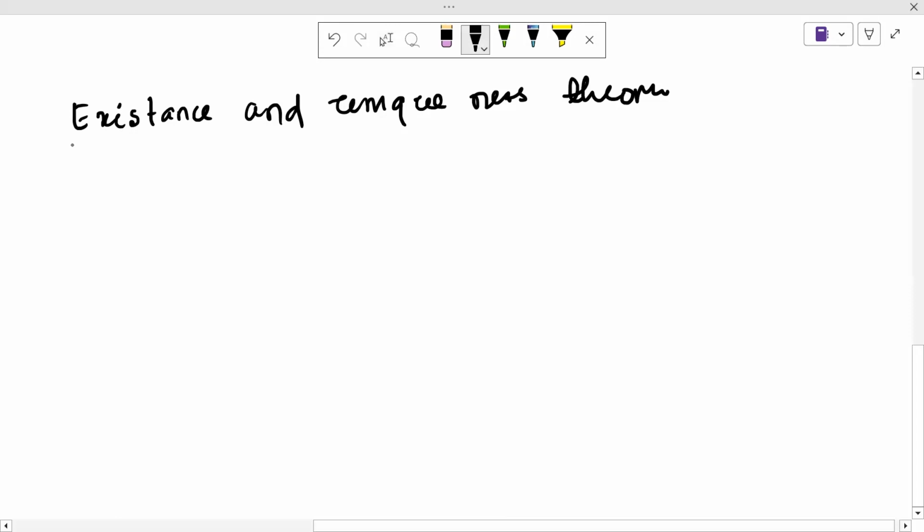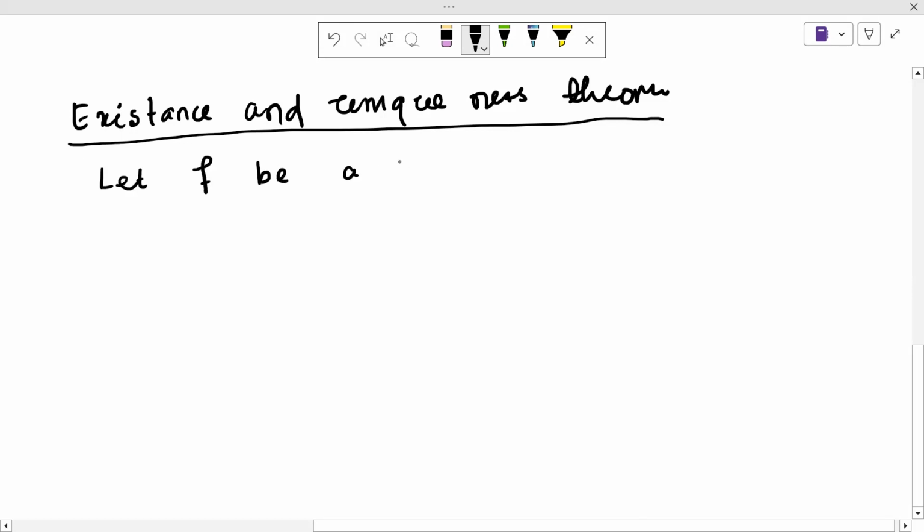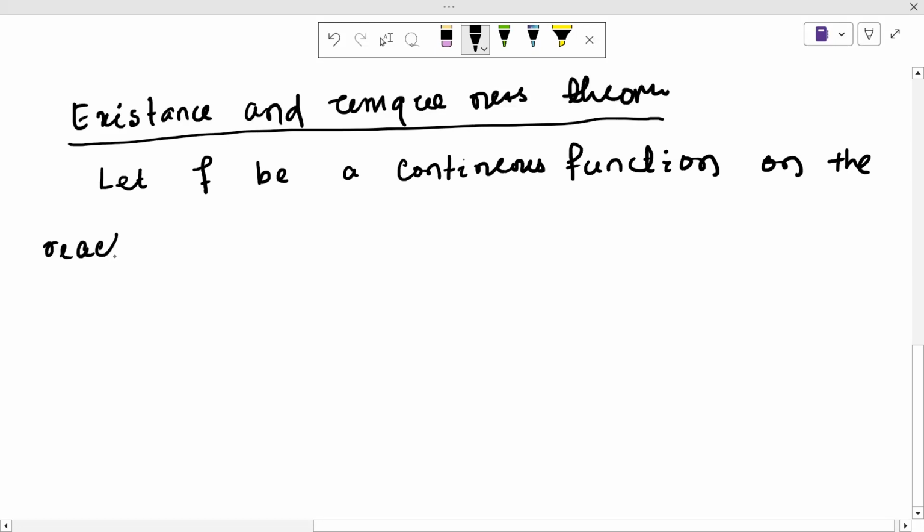Existence and uniqueness theorem, we will actually derive it. Let f be a continuous function on the rectangle R. And this R is defined like this.